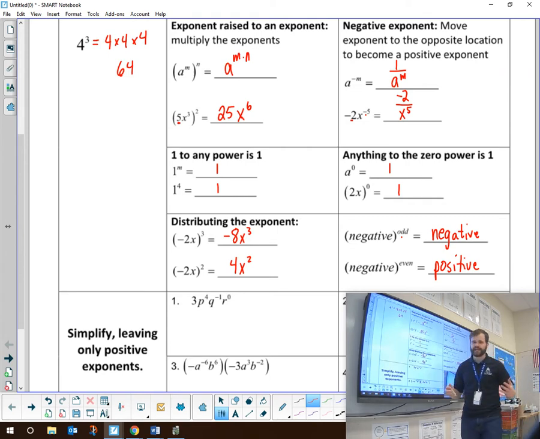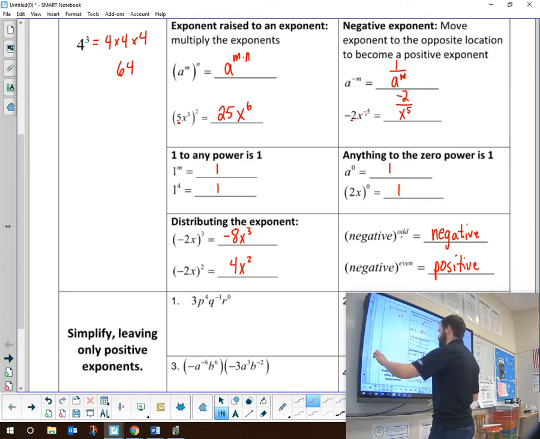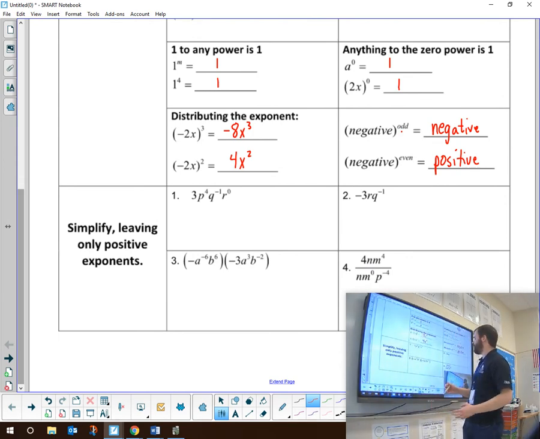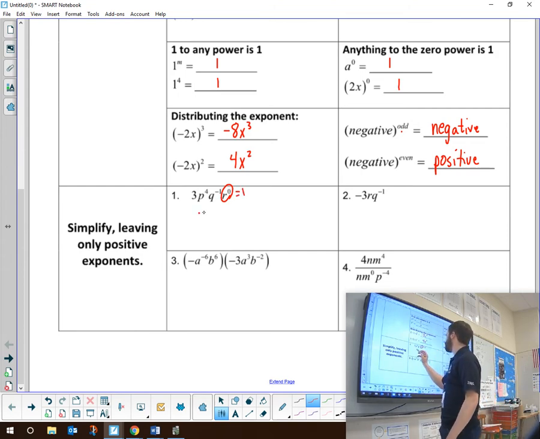All right, let's break down some of these for ourselves now. Let's take a look here at number 1, and we're going to take a look at this guy, r to the 0th power. Remember, anything to the 0th power is 1. So r to the 0th power equals 1, so we can just ignore it. I'm just going to start over here, 3p to the 4th, q to the negative 1.